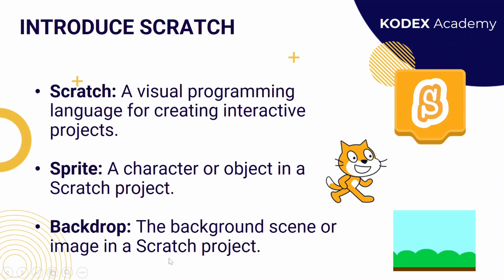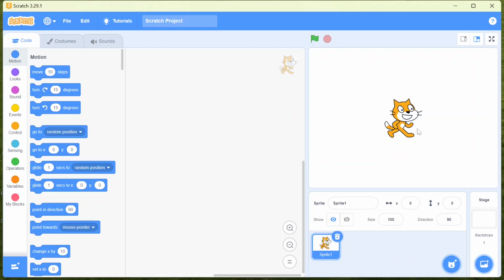So here we are. Like here you can see this cat. This cat is nothing but a sprite. You can see it's mentioned Sprite 1 here. And this is the sprite name. You can write your own sprite name as per your requirement.